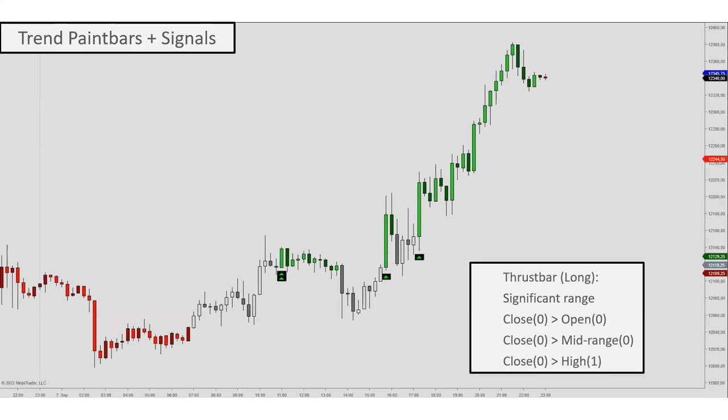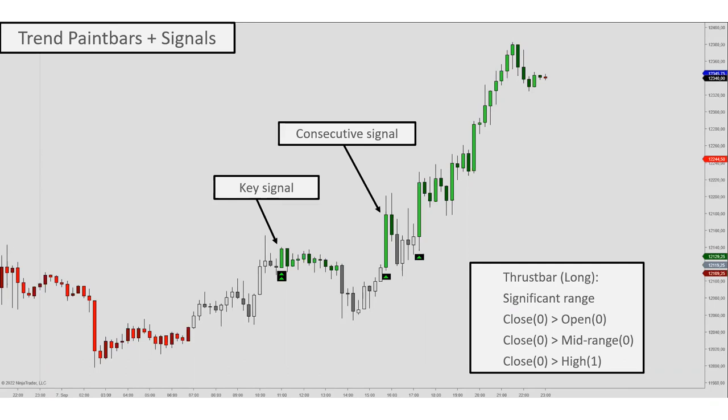So we have two types of signals here, as you may see, double arrows and single arrows. So you have a bullish key signal that will follow after a bearish signal and vice versa for shorts. So the key signals are double triangles, whereas the other single triangles are consecutive signals. So the key signal will be a marker for the beginning of a new trend, and the others here as a continuation.